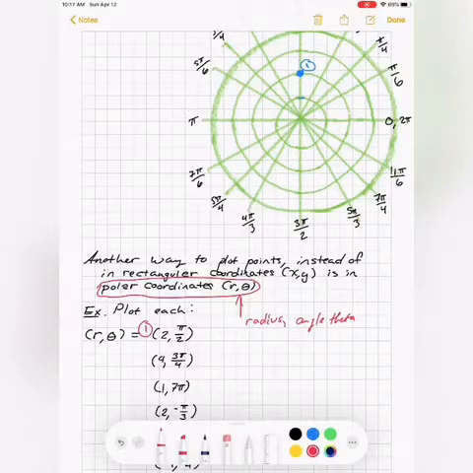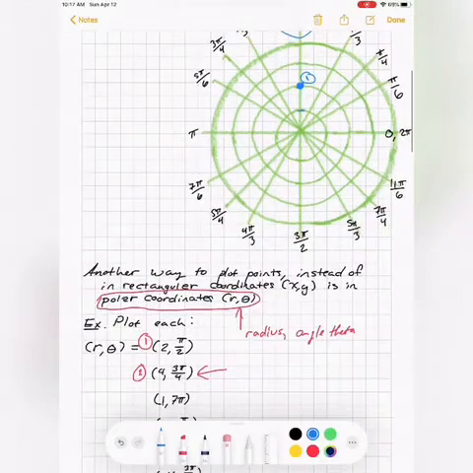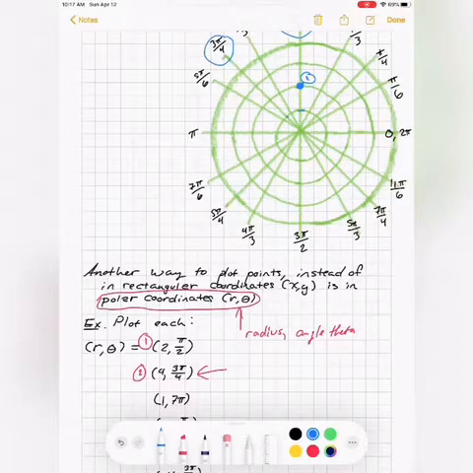What about point number 2? Okay, so I'm going to find my angle, 3 pi fourths. That's here. My radius is 4. So 1, 2, 3, 4, there's that point.